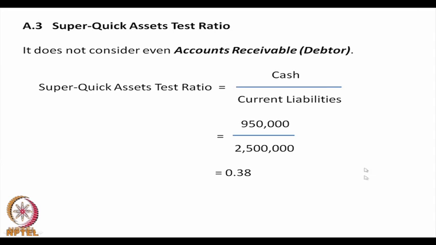This ratio is not very much used, because as I told you, most of the transactions today is on credit, and therefore, accounts receivables have to be there. Subtracting accounts receivable from current asset is not a very good proposition. However, some accountants say that this super quick asset test ratio is a definite indicator of the liquidity position of the company.